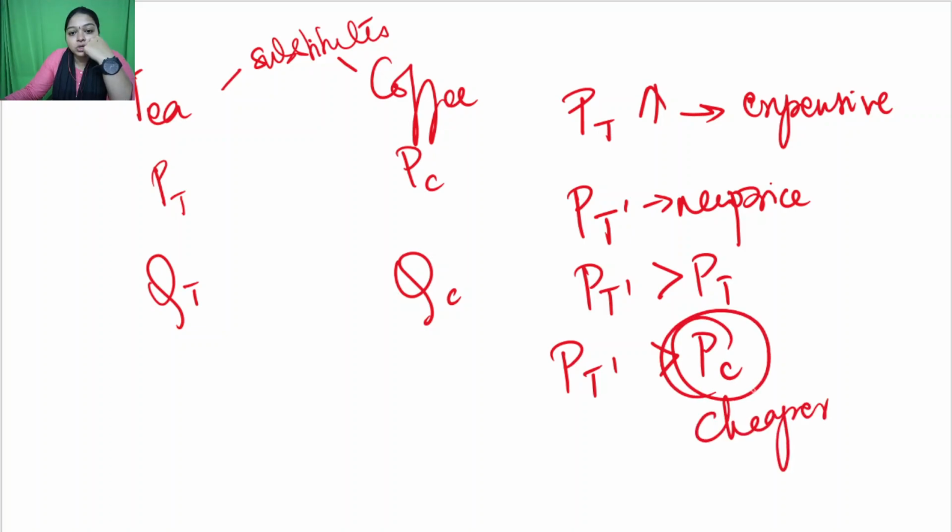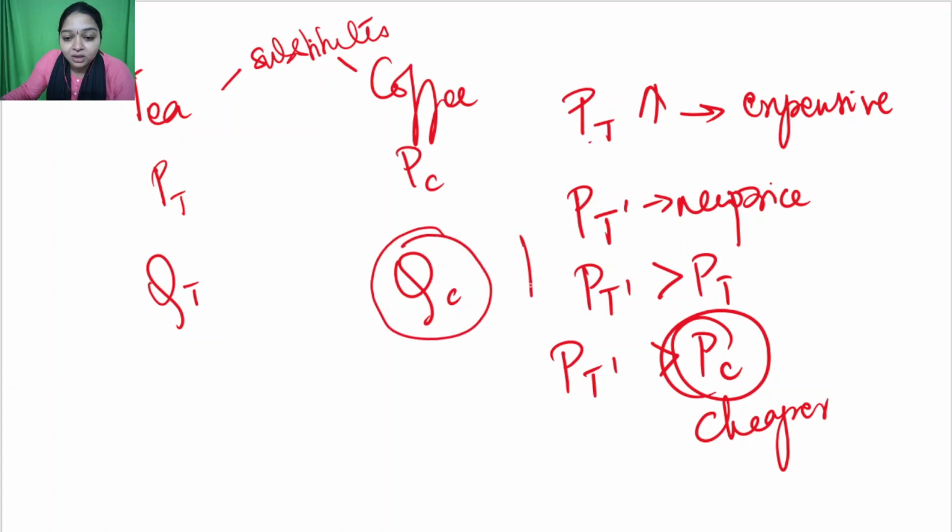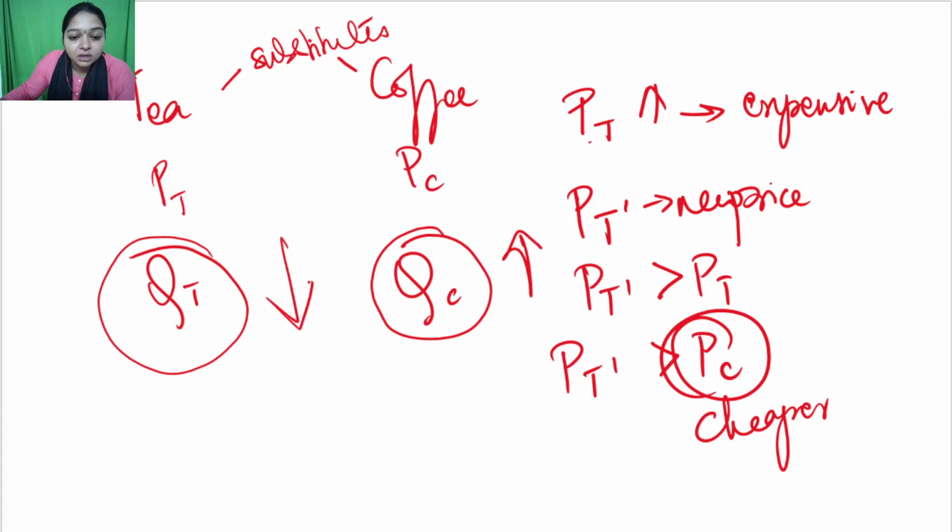Coffee is more cheaper. So obviously, wouldn't you buy something that is cheaper? Why are you okay with buying coffee? Because it is a substitute of tea. Because you can easily substitute coffee for tea. That is why you are okay to buy coffee which is cheaper, and it will give you the same level of satisfaction. Okay. So now because the price of tea increased and tea became expensive, quantity demanded of coffee will increase and quantity demanded of tea will decrease.